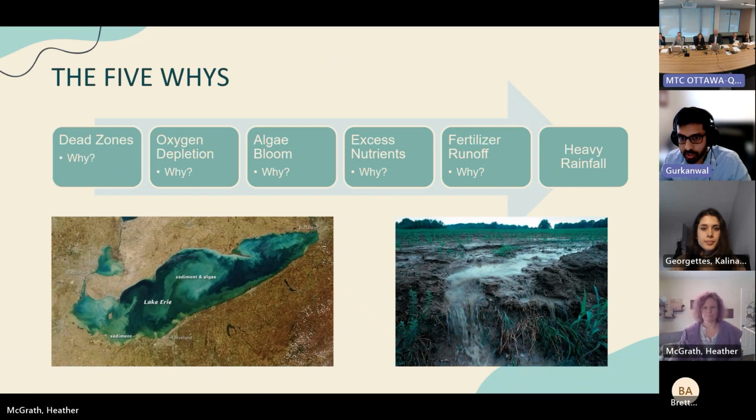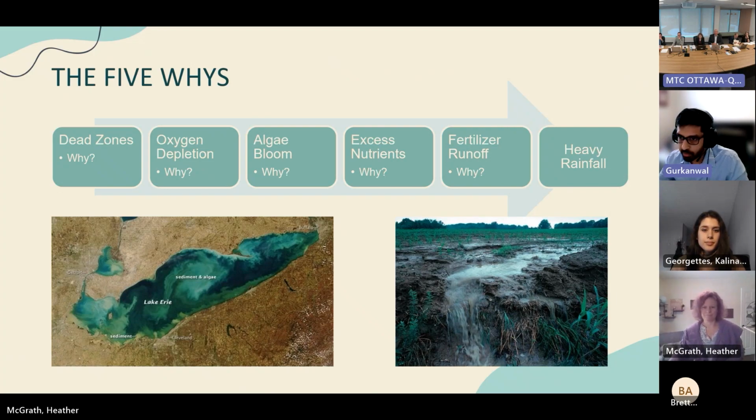So to get to the core issue, the cause of the problem, we did a 5 whys analysis. So we have dead zones in Canada, which is the eutrophication problem. Why? Because of oxygen depletion. Why? Because of algae bloom. Why? Because of excess nutrients. Why? Because of fertilizer runoff. Why? Because of heavy rainfall.